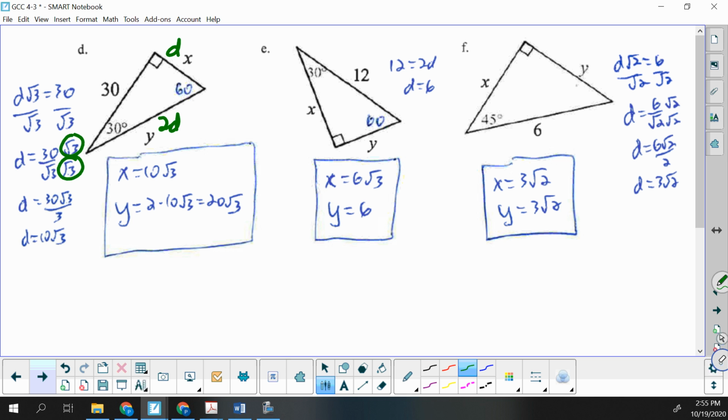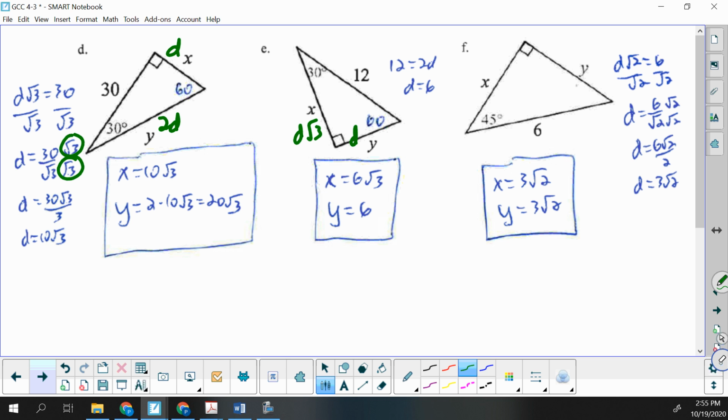Across from the 90 in letter E is 2D, so 12 equals 2D. Divided by 2, you get D is 6. Since D is across from 30, Y is just 6. Since D radical 3 is across from 60, 6 radical 3 is your X.